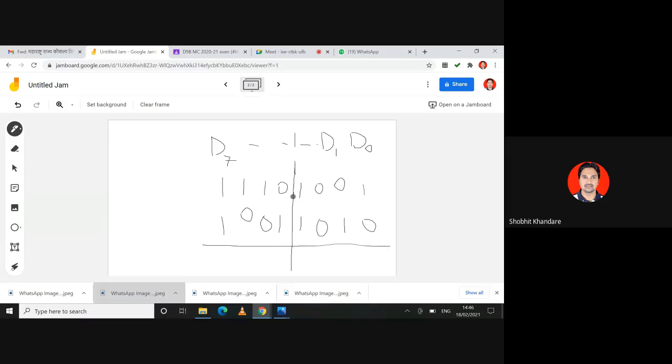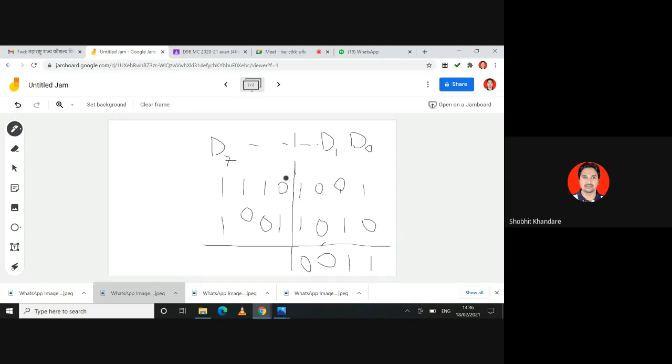Now suppose I want to add this 8-bit plus 8-bit. Now pay attention, and I hope you know this addition. So what is 1 plus 0? 1. 0 plus 1? 1. 0 plus 0? 0. 1 plus 1? 0, with carry 1. 1 plus 1 is 0, carry 1.